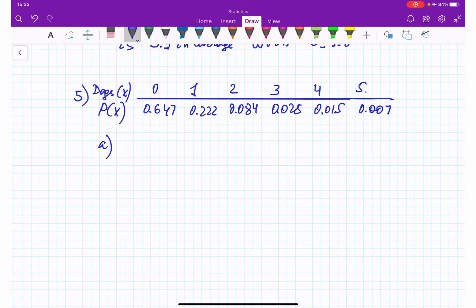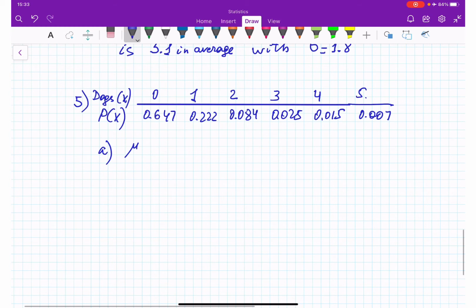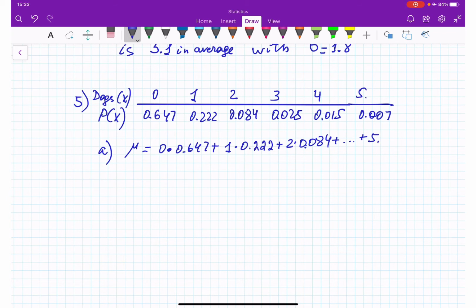Find the mean. All right. It's going to be the same thing. So the mean is going to be equal to 0 times 0.647 plus 1 times 0.222 plus 2 times 0.084 plus blah blah blah and plus 5 times 0.007, and the result you get is 0.6. B.